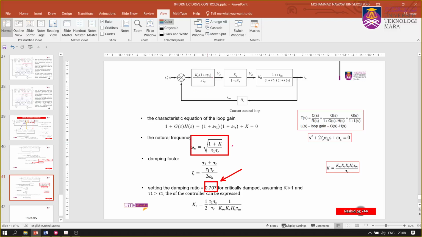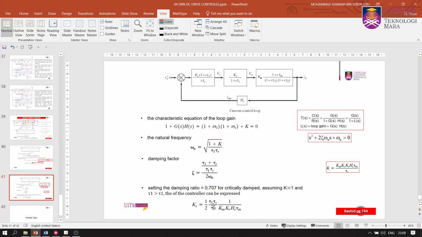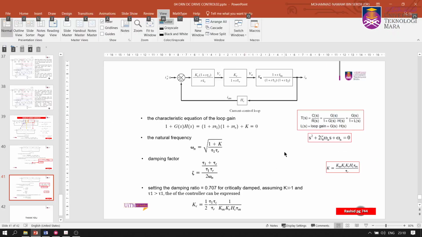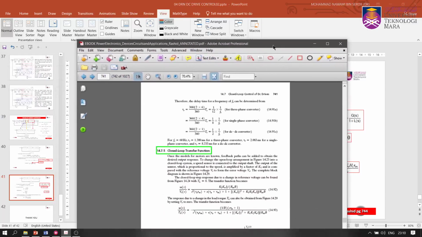Okay, so assuming K equals 1 and τ1 greater than τ2, and this is actually based on some reference, you can use that, and finally you find out that the controller can be expressed by this equation here: Kc equals 1 over 2 τ1 τc divided by τr, multiplied by 1 divided by Km Kr Hc Dm. Okay, so that is very much on the closed loop transfer function, right? Don't worry. I hope you understand how you are going to plan and design the control. Actually, this is only the design of the current control. If you refer to the books, I hope you go and look into the Rashid book.